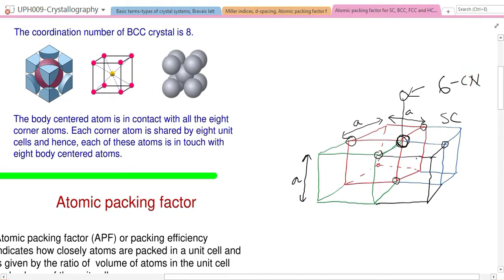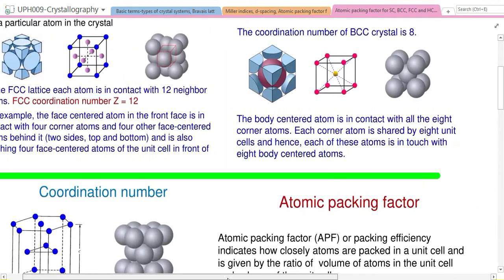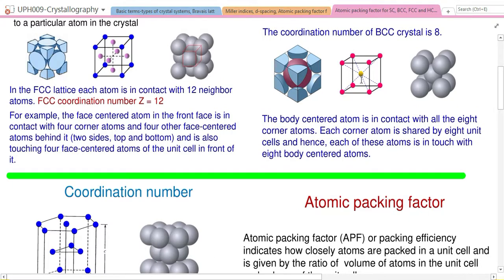Similarly, if you have a body-centered system, the BCC system, where you have a cubic unit cell as described, you have a body-centered atom and then 8 different atoms sitting at the corners. For this atom, how many nearest neighbors are there? 8 different nearest neighbors, right? So for the BCC, the coordination number is 8. It doesn't matter; even if you start with the corner atoms, you will again find that there are 8 nearest neighbors.